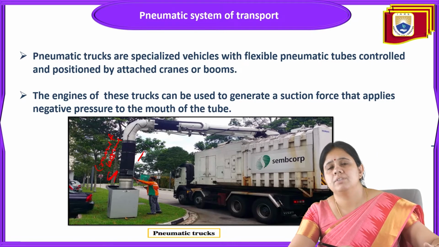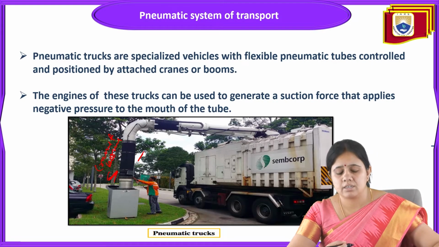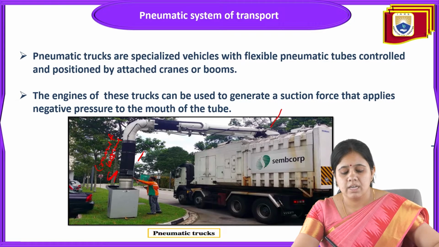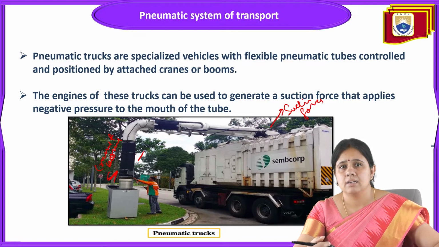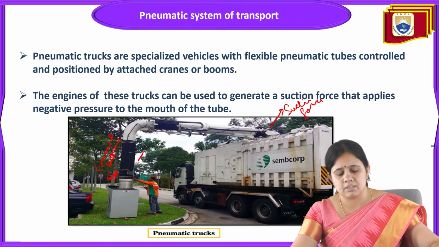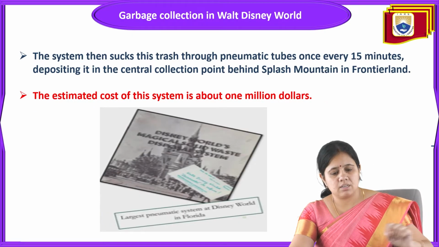The engine of this truck can be used to generate a suction force. This means the engine is generating a suction force that applies negative pressure to the mouth of the tube, and in this way they can take the garbage directly to the truck. So this is a very good method. This pneumatic system works on this method. And next is garbage collection.